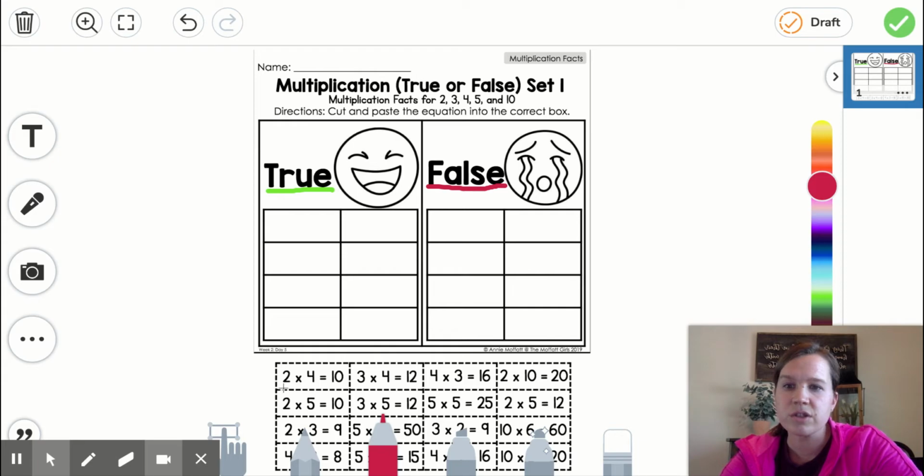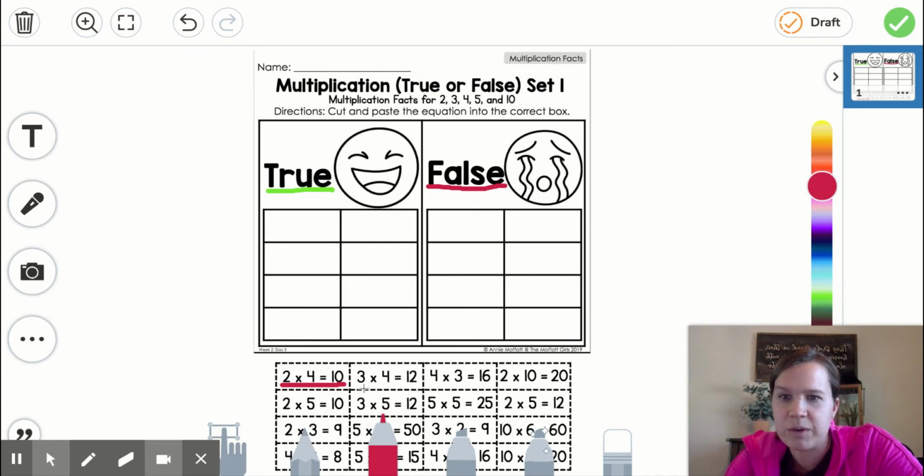So let's look at this first one. It says 2 times 4 equals 10. Well, I know that fact, and I actually know that 2 times 4 is 8. So that's false. So for me, I am going to underline that in red because it's false. But for you, if you're not using scissors or a glue stick, you are just going to take that equation, this one here, and write it right here: 2 times 4 equals 10. You're going to write it on the false side. That is not a true math statement, okay? So let's go through and check all of this.